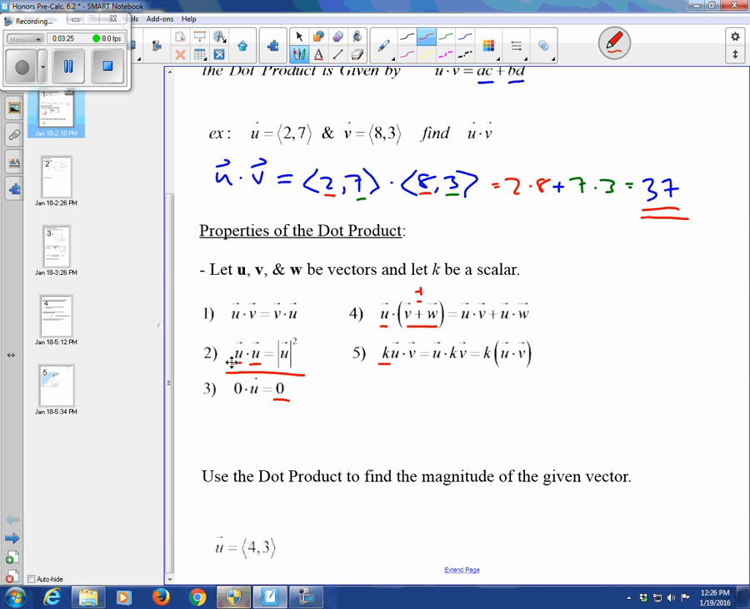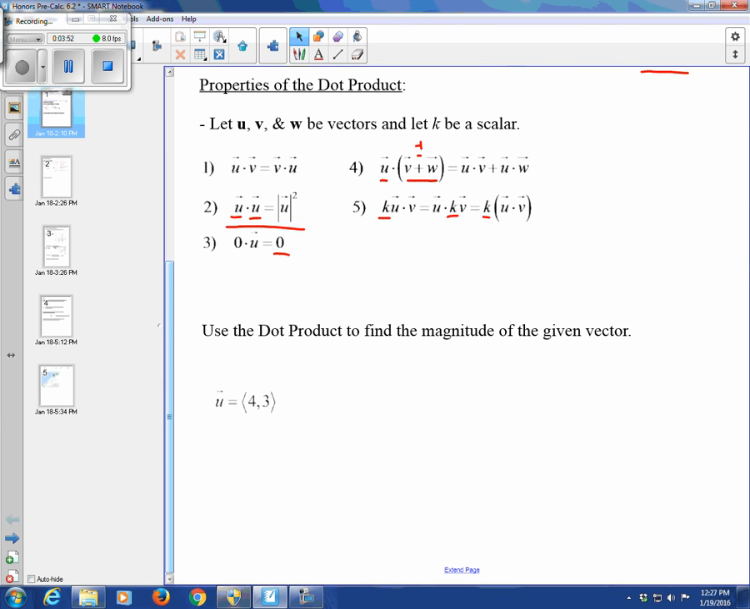When we are multiplying a vector by a scalar and taking the dot product, we can basically say that the scalar will either multiply to one vector or the other, or we can take the dot product of the two vectors and multiply the scalar with that. So those are some general properties of dot products, and we want to take a deeper look at using the dot product to find the magnitude.